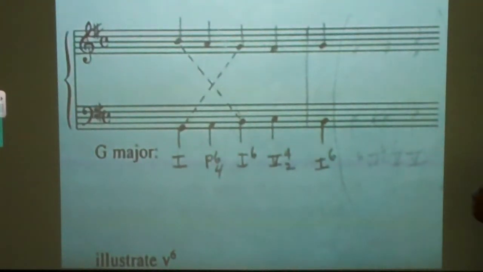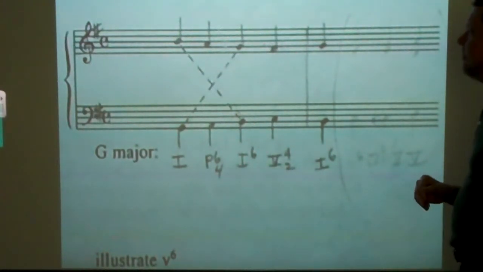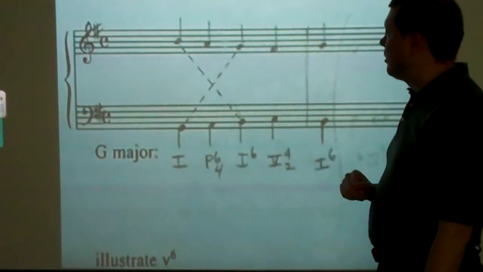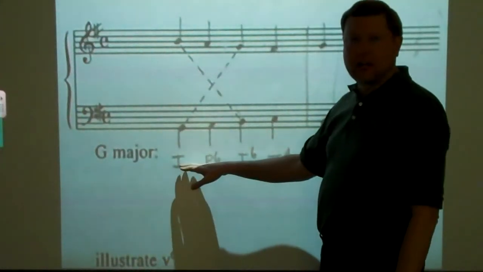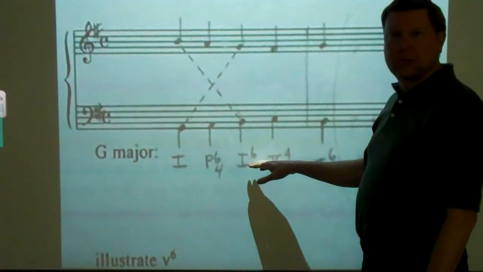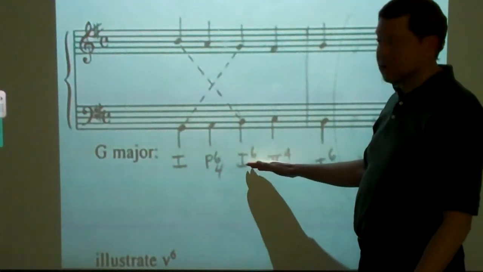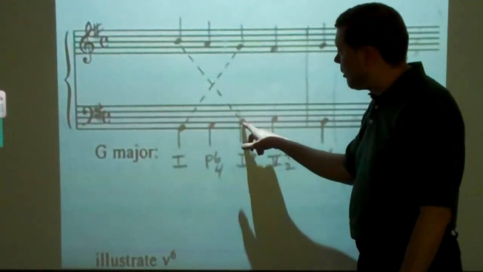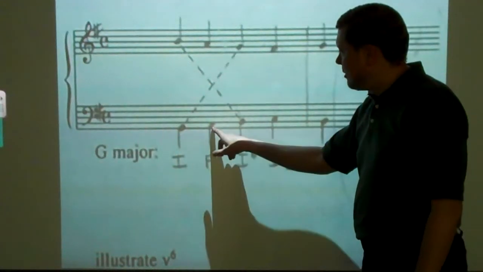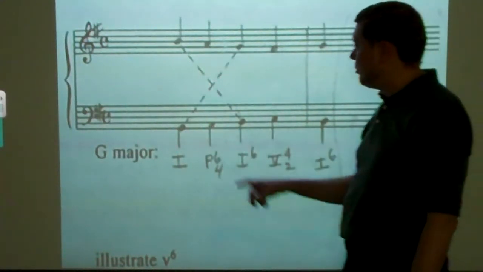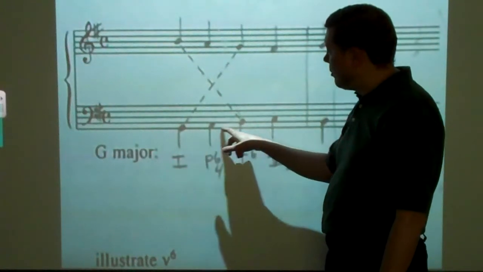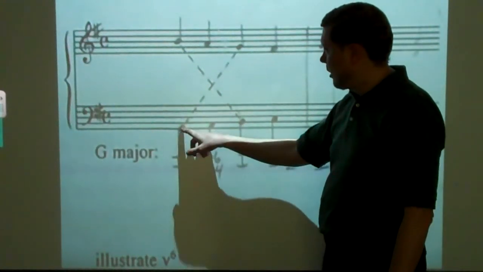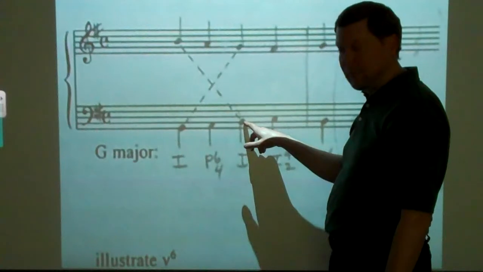In order to illustrate a passing 6-4 chord in this major key, G major, I started on a 1 chord and got to a 1-6 chord, or a first inversion 1, by sticking a bass note in between those two bass notes. This bass note in between is going to create a 3-note stepwise motion. Here I have G, A, and B.